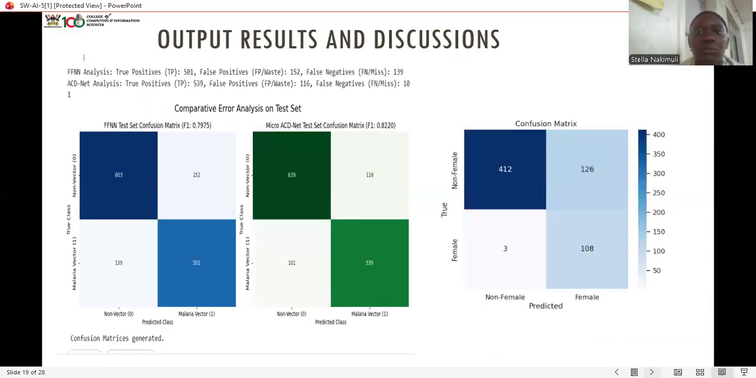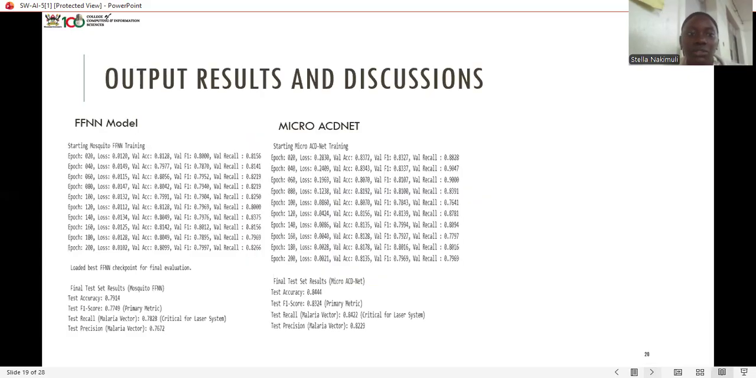This is a confusion matrix which shows the predicted classes. Mainly, we are focusing on the female Anopheles mosquito. So this is our confusion matrix. Some output results of the FNN, and then the micro SCD. These are our results that show the loss, the accuracy, and then the validation. Yeah, those are our results.